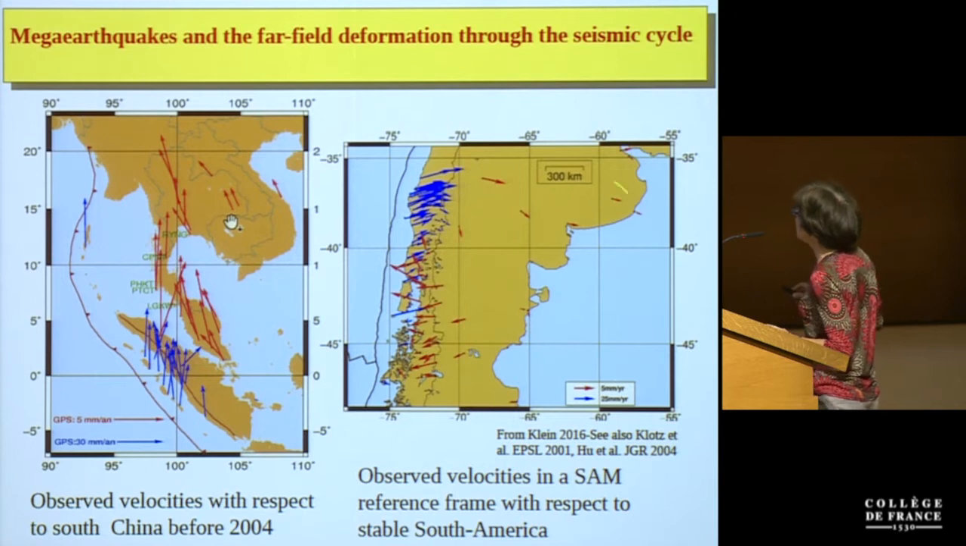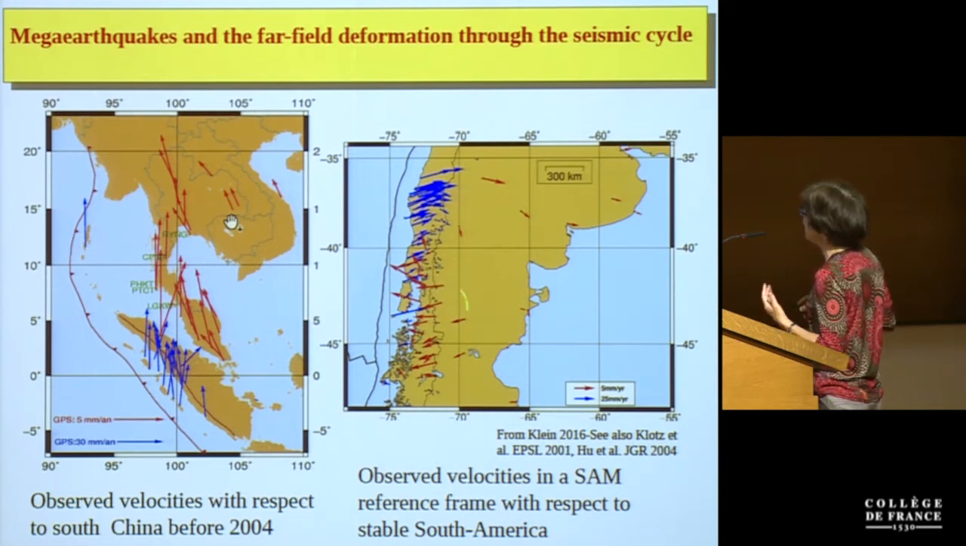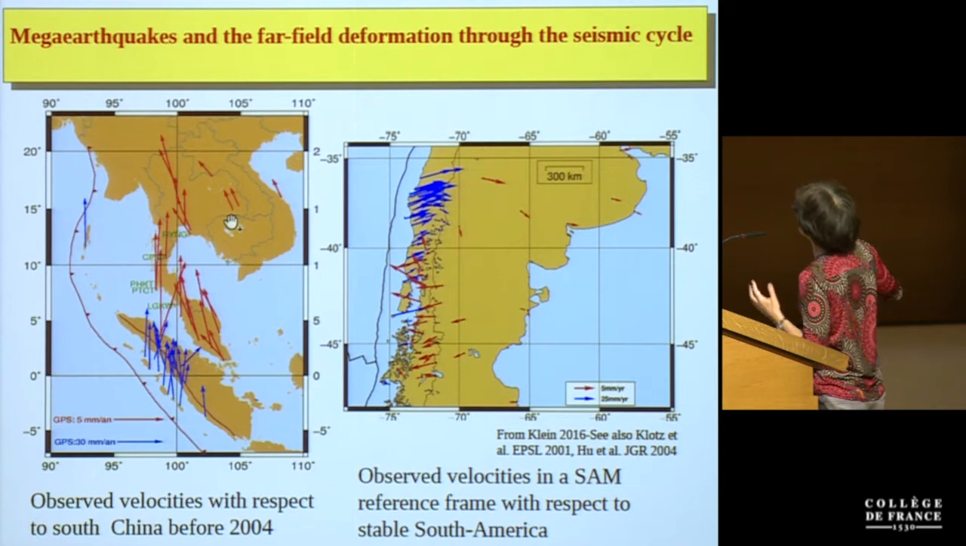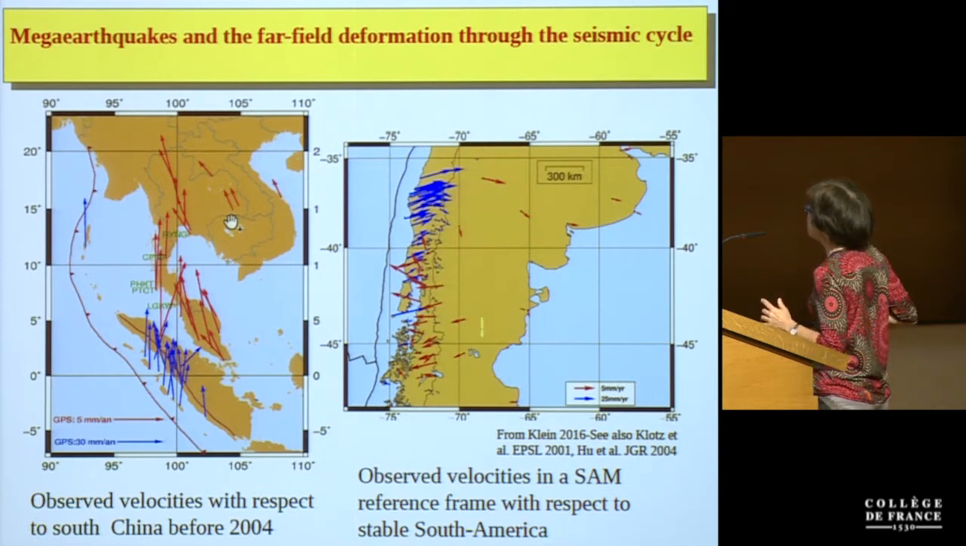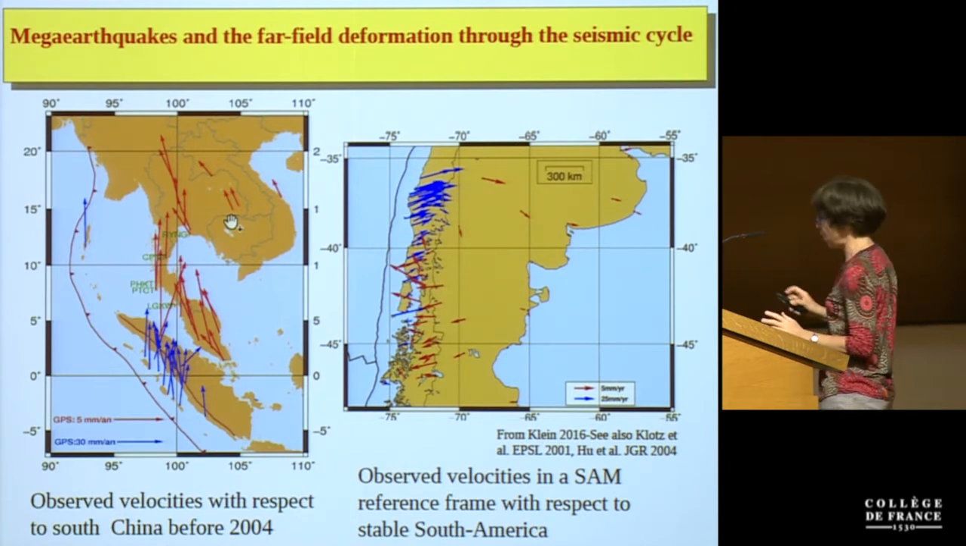And those are the velocities in the south of South America. This is the area where the Maule earthquake took place afterwards. And this is the area where the Valdivia earthquake took place in the 60s. And you see that far away, this is near Buenos Aires, you have perturbations of the velocities. Here it's with respect to a South American plate velocity defined with respect to the western part of Brasilia. And you see that in the southern part, you see velocities going towards the trench, and here you see velocities going away from the trench.